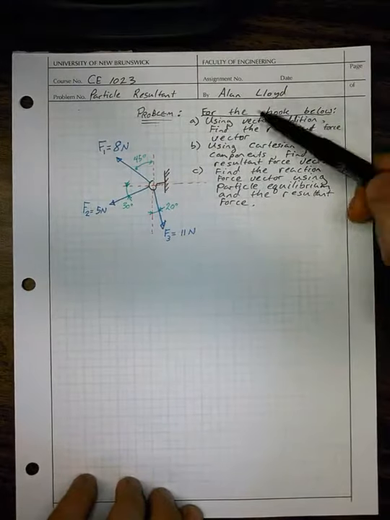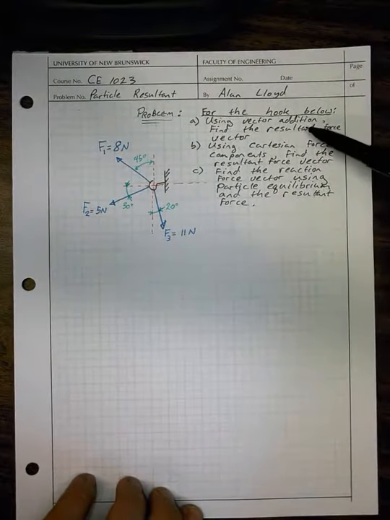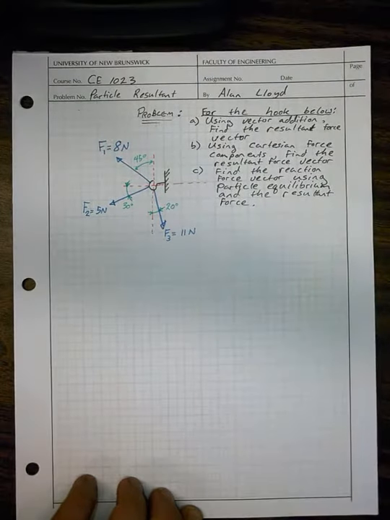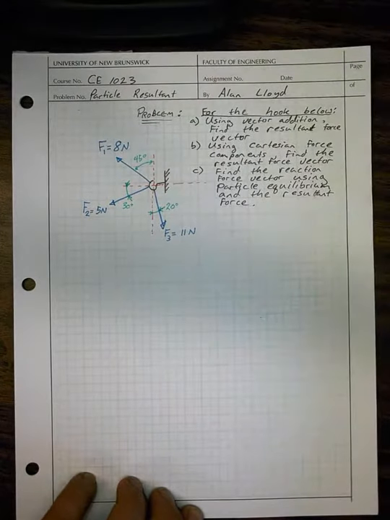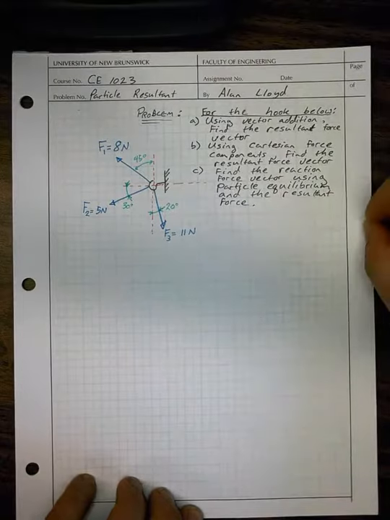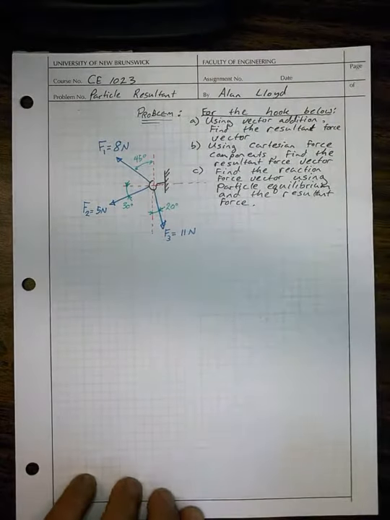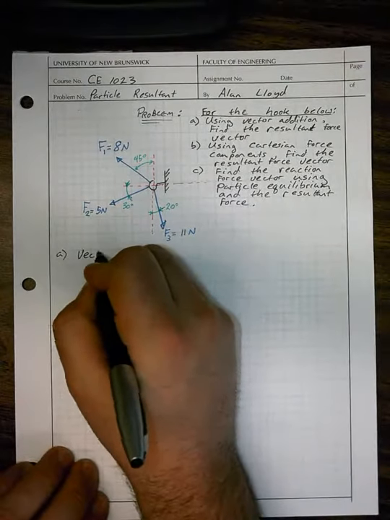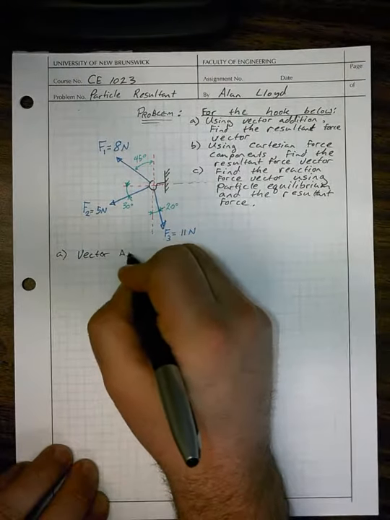To do this, we'll first do this with vector addition. The second way we'll do this is with Cartesian force coordinates. In other words, we'll break this down into x, y components for each force. And then in the end, we'll find our reaction force using our resultant force vector. So for part A, vector addition.